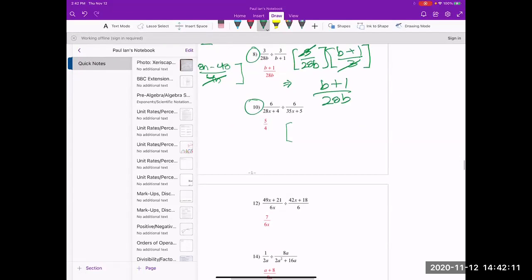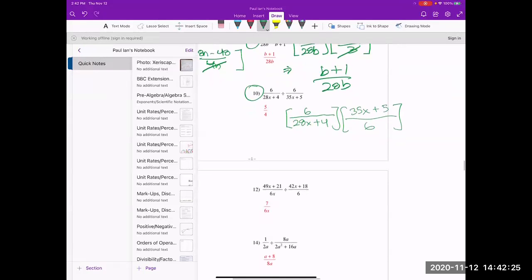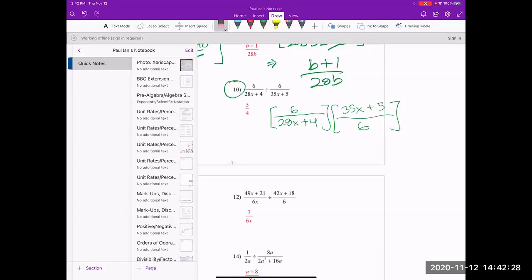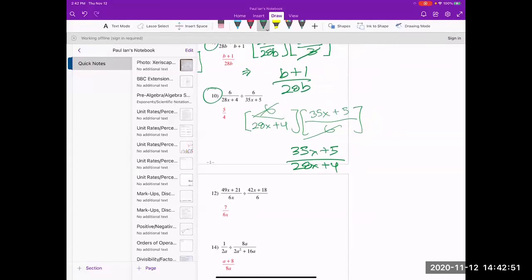What's the very first thing? Flip the second term. Okay. So it's 35x plus 5, right? Yeah. Over 6. And what's next? Try to simplify. What's the first thing you would simplify right off the bat? The 6. Okay. And then now you're left with 35x plus 5 over 28x plus 4, right? Yeah. So how do we turn that into something else?